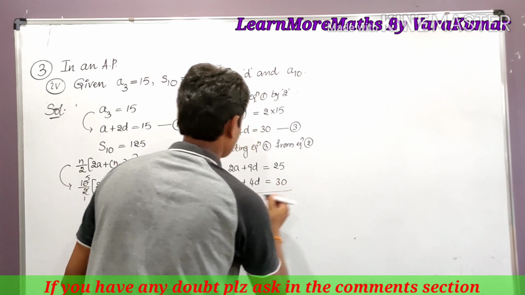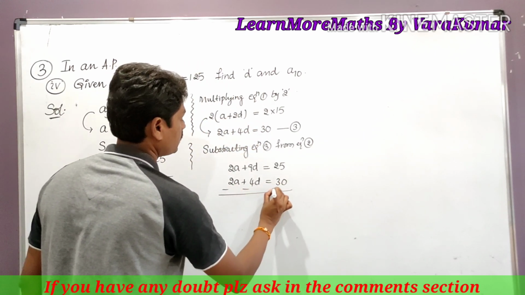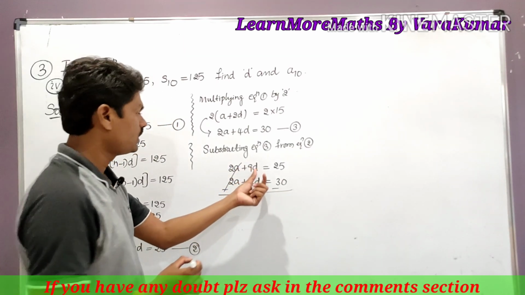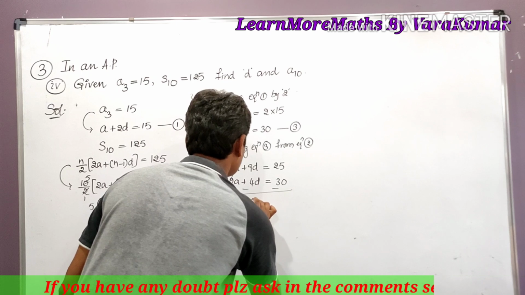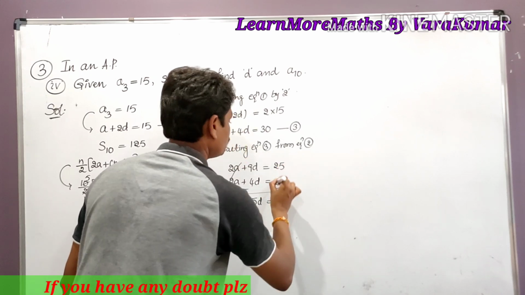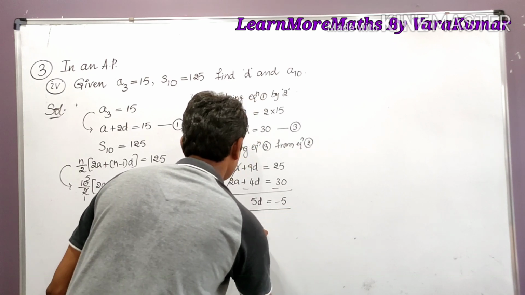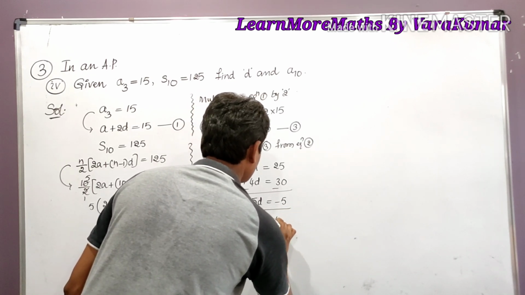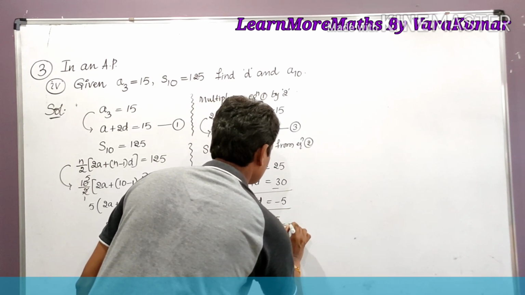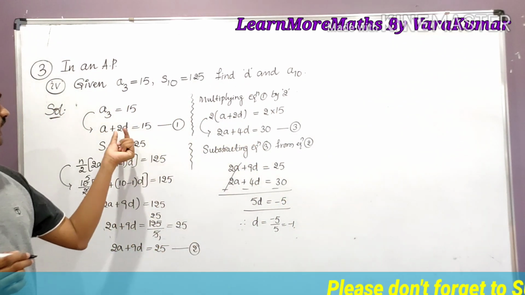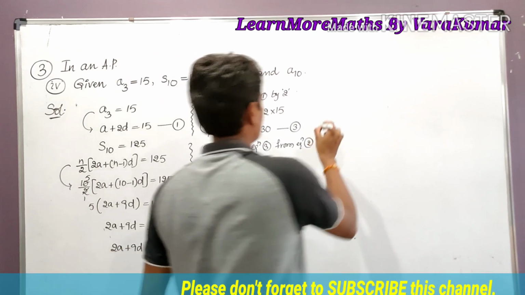Now we have to subtract, it becomes minus, minus, minus. So 2a minus 2a gets cancelled, student. 9d minus 4d is 5d is equal to 25 minus 30 is minus 5. Therefore we get d is equal to minus 5 by 5, that is minus 1. So now we have to substitute d is equal to minus 1 in equation 1.